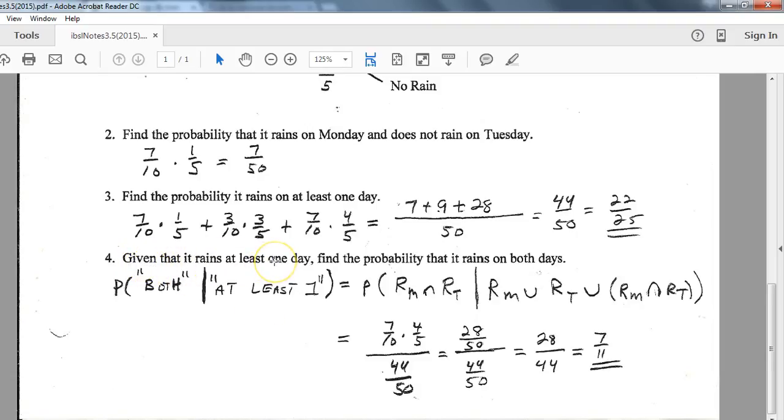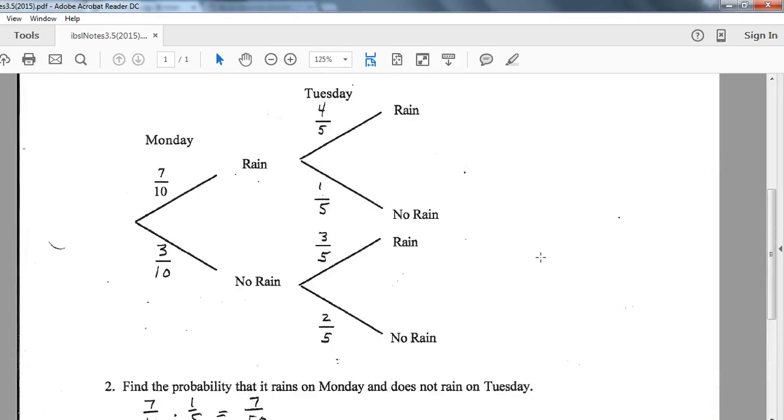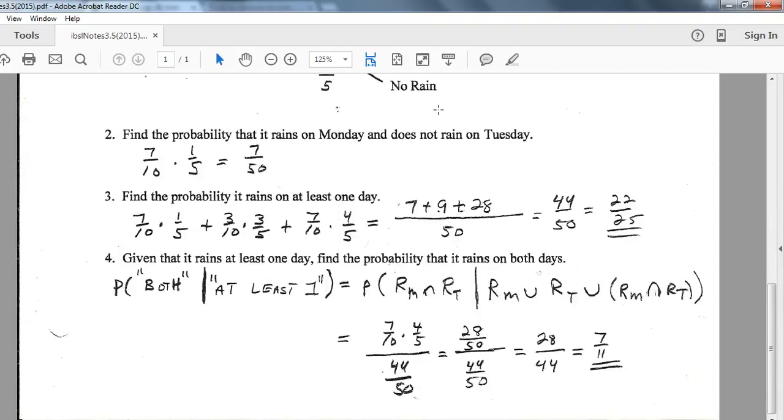So given that it rains at least one day, well, we already figured that out. That's this guy right here, 44 out of 50. So we already know the probability of that happening is 44 out of 50. So at least one day is the given, and that's what goes on the bottom. The best way to look at the top is cases where both statements are true at the same time. So it rained at least one day and rained on both days. The only case that would make sense for that statement is this one, where it rained at least a day and rained on both days. So that's this number that we got from right here, the 7/10 times 4/5, and that's what went on top. And so that's the setup. The rest is just cleanup.